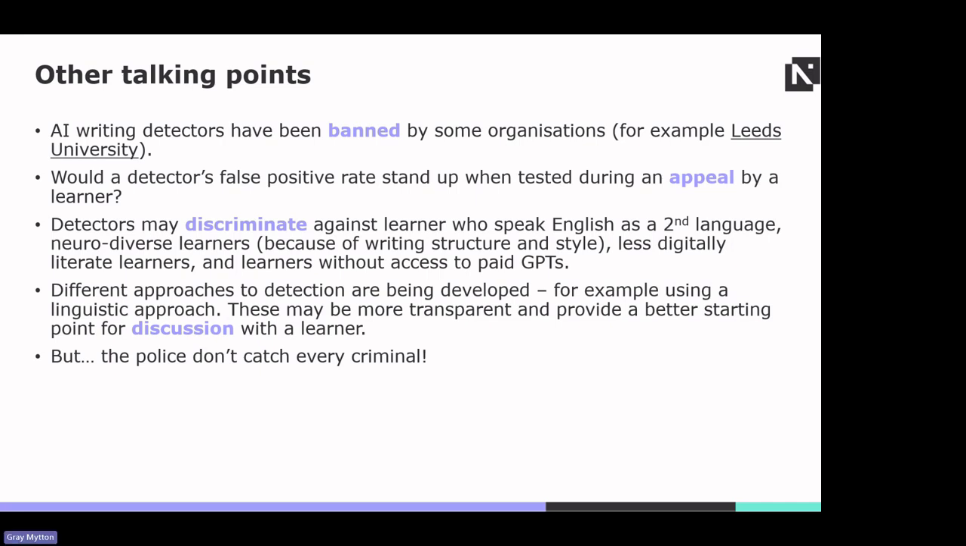And then the last point I'll make in this section is, just because a writing detector isn't perfect, it doesn't automatically mean we shouldn't use them, I guess. So it comes down to what's the best thing to do in this situation. We might know that something isn't perfect, but we might still want to use it as long as we apply the right caveats.